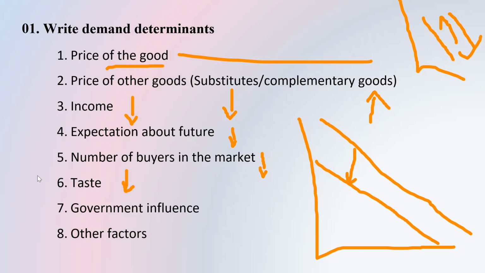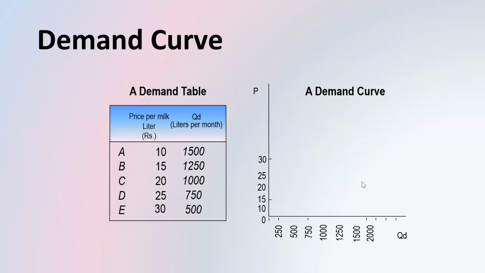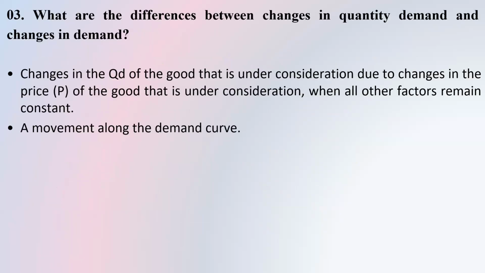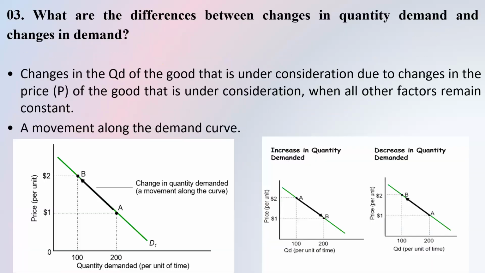So that is the difference between changes in quantity, movements along the curve, and the demand shifters, right? You can see clearly here the upward movements and the downward movements: an increase in quantity gives a movement one way, and a decrease in quantity gives a movement the other way.